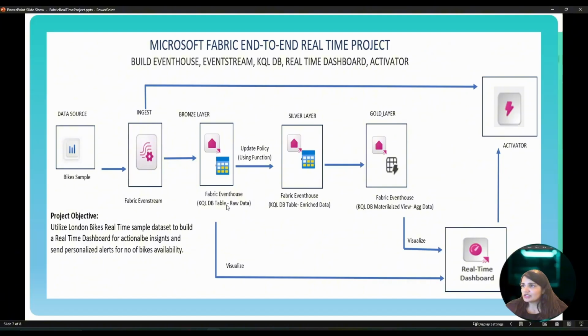You can also visualize the data from the Bronze layer. And then we will be using this real-time dashboard to send an alert using Activator. We will also be setting up an alert on the Eventstream itself. So now let's go ahead to Fabric.